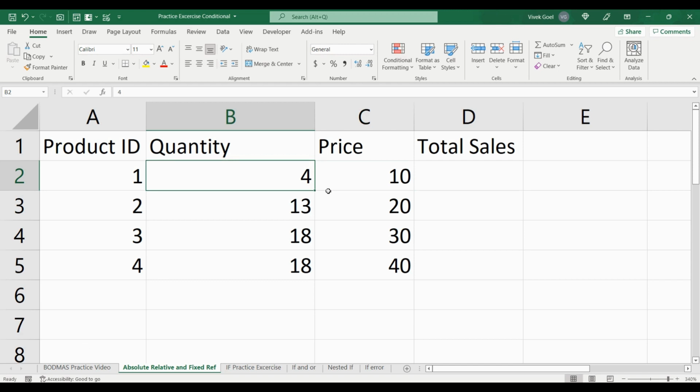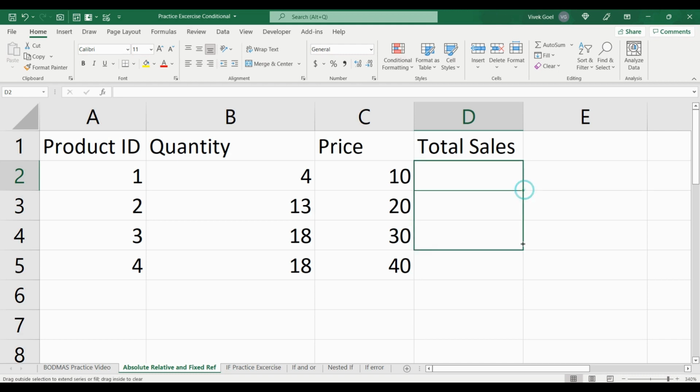The next practice exercise is on absolute, relative and fixed reference. Here we have product ID, quantity and price, and we have to calculate total sales by multiplying quantity and price. What kind of referencing will be used here? Write the formula in the top cell and then copy it in the remaining cells.